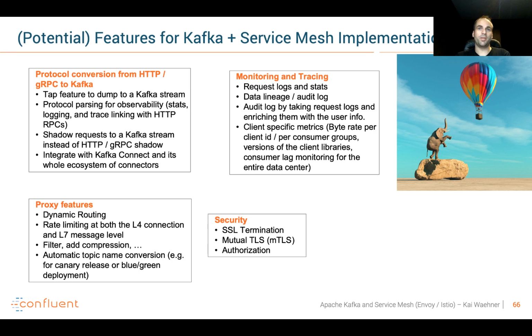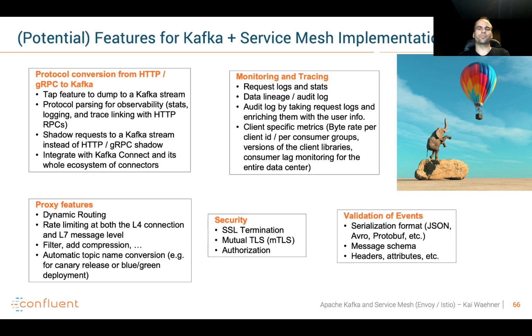Security, of course. I mean, you already today can use something like HA Proxy or Envoy or Linkerd to do SSL termination in the proxy before you go to Kafka or mutual TLS. But you can even do more advanced stuff if you directly can access the Kafka layer on top of that. Or then things like validation of events for message schema, headers, and so on. So there's a lot of cool things. Some of them you can already do today, at least on layer 4, right? On TCP level, but not specifically with Kafka input or structure or protocol. But this is now coming more and more.